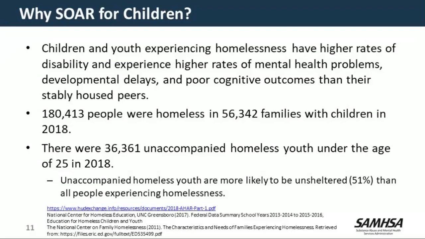We know from HUD's 2018 Annual Homeless Assessment Report to Congress that there were 56,342 families with children, representing 180,413 individual adults and children experiencing homelessness in 2018. There were 36,361 unaccompanied homeless youth under the age of 25 in 2018. And we also know that unaccompanied homeless youth are more likely to be unsheltered than all people experiencing homelessness. The time is now.